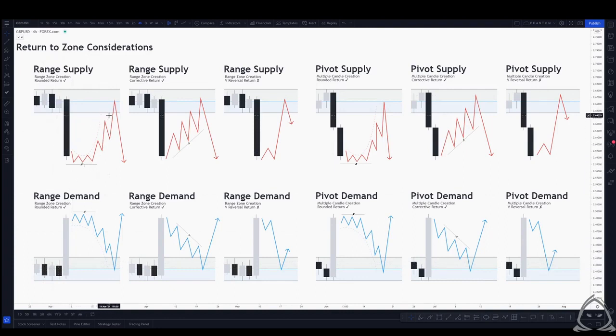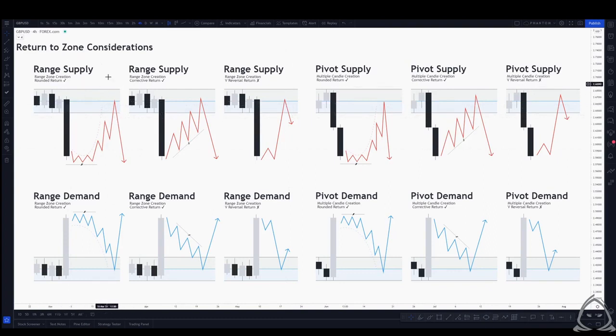and then patiently wait for price to return to that zone. Now the next step is seeing how price actually returns to that zone and what that means to me. There are three different ways that price is going to return to a potential supply or demand zone. We have a rounded return, a corrective return, or a V reversal return. Each one of them has its pros and cons, and we'll go through those right now.